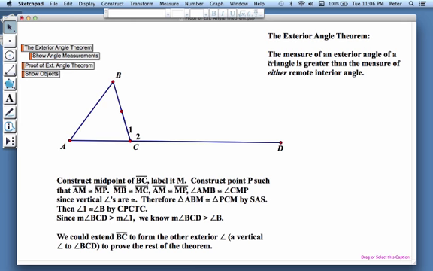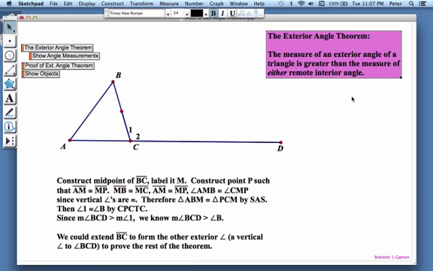But suffice it to say that the exterior angle theorem is true, and so the measure of any exterior angle of a triangle is greater than the measure of either of the remote interiors. So BCD is going to be greater than B or greater than A.